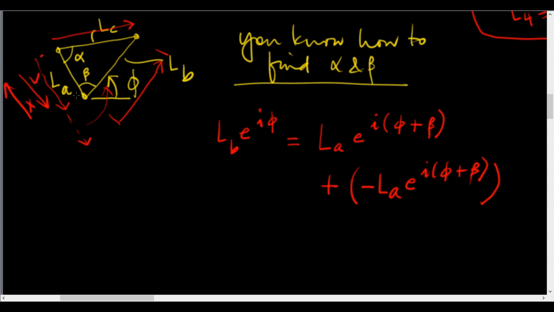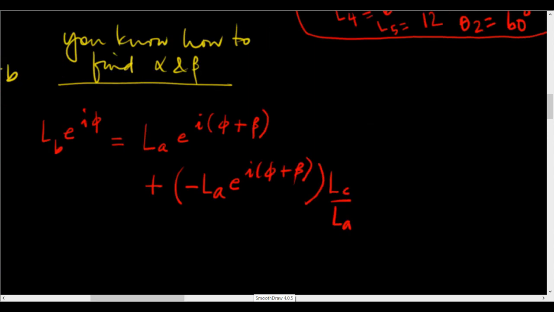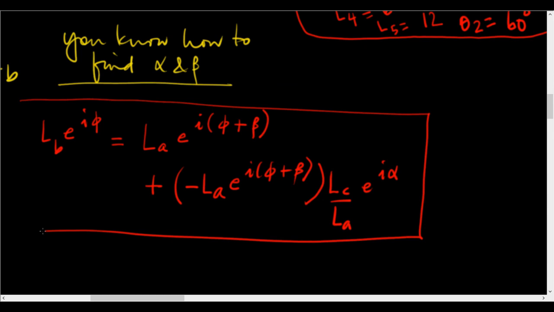Okay. Now this one has to be multiplied by LC over LA. So now it is stretched and it is the same length as this LC. Now I want to rotate it by a further angle alpha, so that is e to the power i alpha. Okay, so this is my equation. I am writing it in a roundabout way to make the construction clear to you.